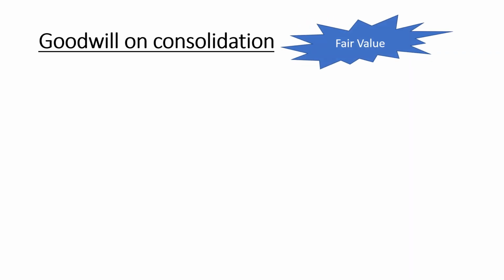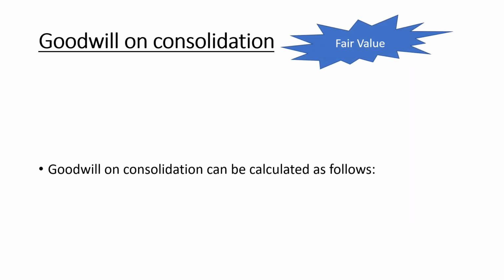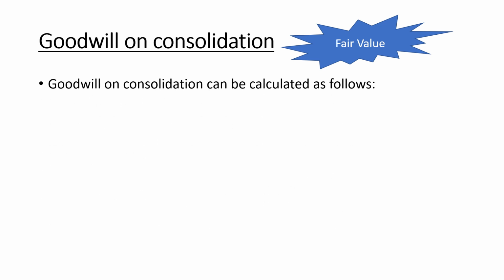According to the goodwill calculation under SLFRS 3, there are two methods. One way is to calculate goodwill based on the fair value. The other way is to calculate the goodwill based on the proportionate share of the acquiree's identifiable net assets. In this question, they specifically mention that you have to calculate goodwill based on the fair value. Accordingly, goodwill on consolidation can be calculated as follows.